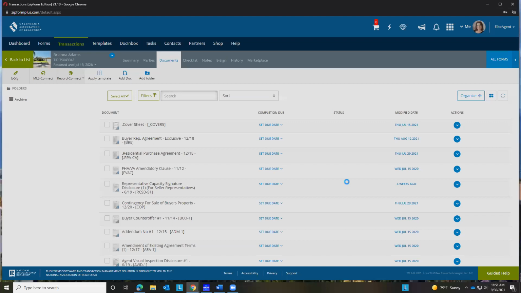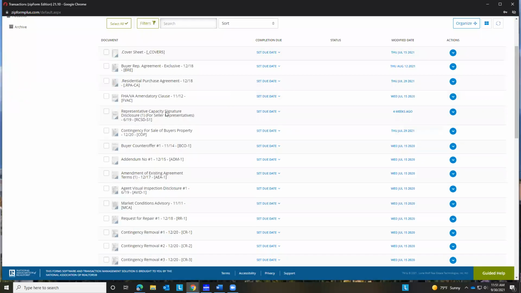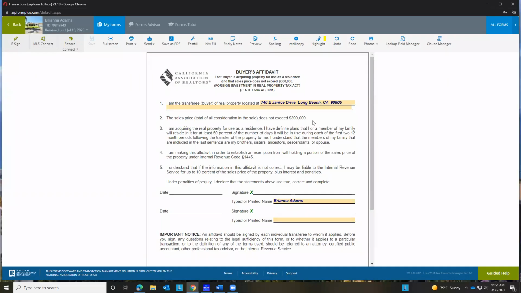This is what it looks like. The sales price does not exceed $300,000. I'm acquiring the real property for use as a residence. I have definite plans that I or a member of my family will reside in it for at least 50% of the number of days it will be in use during the first two 12-month periods. The buyer is making this affidavit to establish an exemption from withholding a portion of the sales price. Okay.